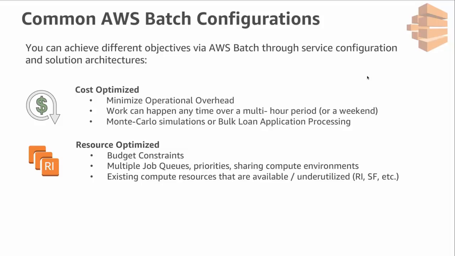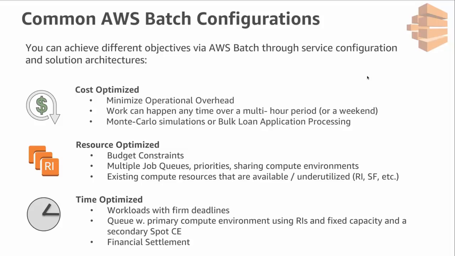If you have reserved instances, for example, you can spin those up and attach them to your batch environments. And then for time optimized workflows, where you have very firm deadlines, you can chain queues with primary compute environments for using reserved instances or fixed capacity, or secondary workloads being powered by Spot. So again, lots of different ways to achieve your different objectives depending on what you need.